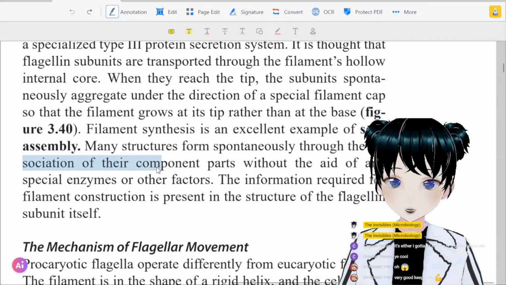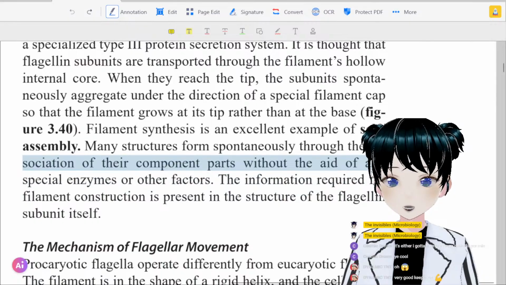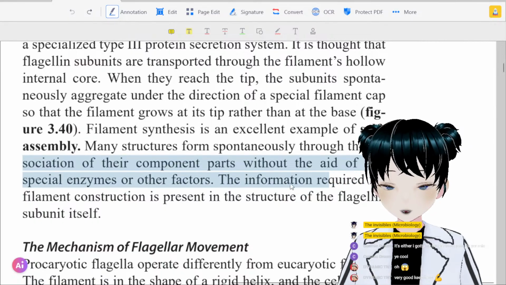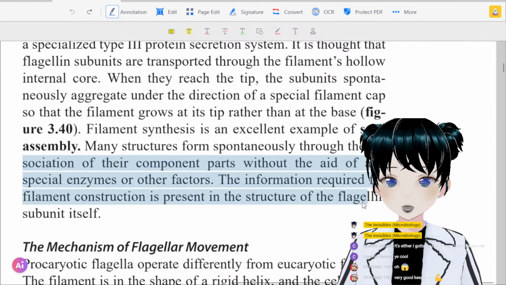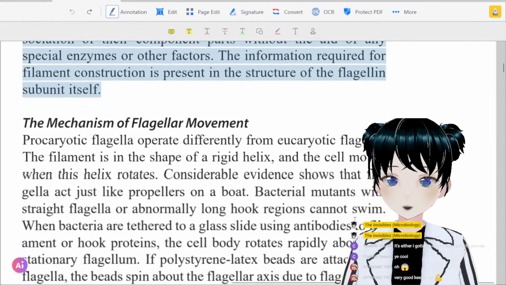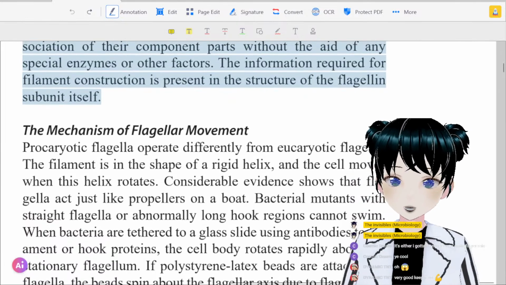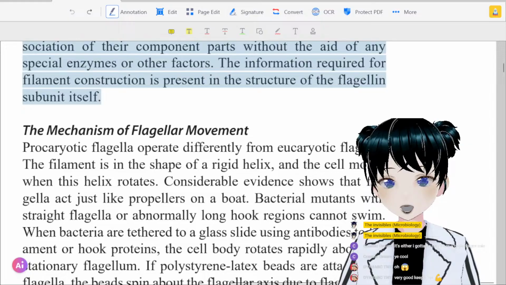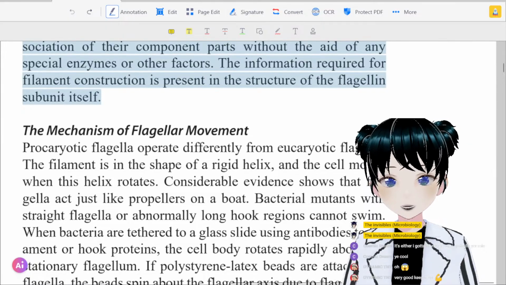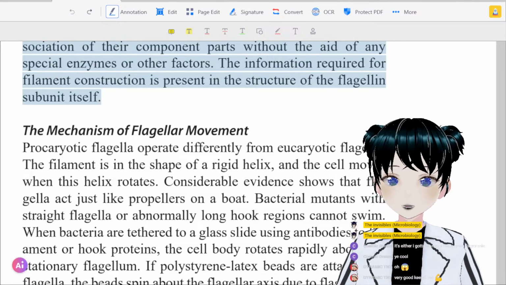Many structures form spontaneously through the association of their component parts without the aid of any special enzymes or other factors. The information required for filament construction is present in the structure of the flagellum subunit itself. That means the amino acid chain bond formation already depends on the flagellum subunits themselves, right?